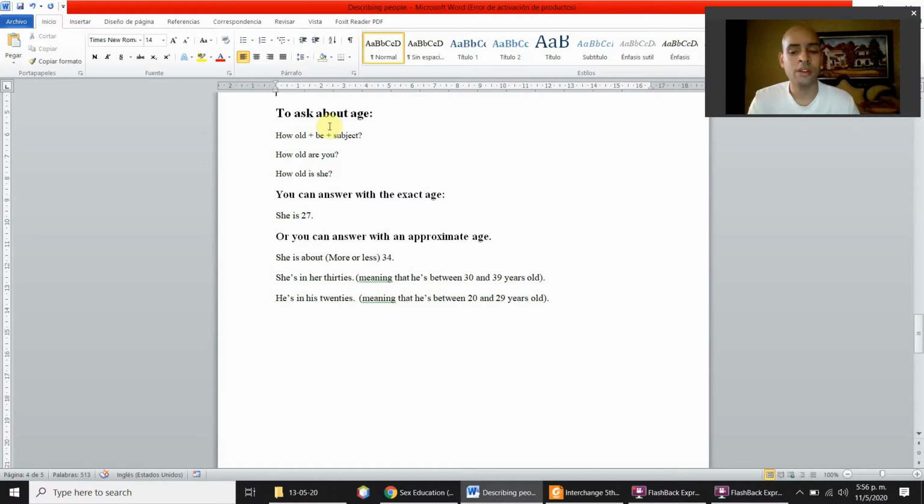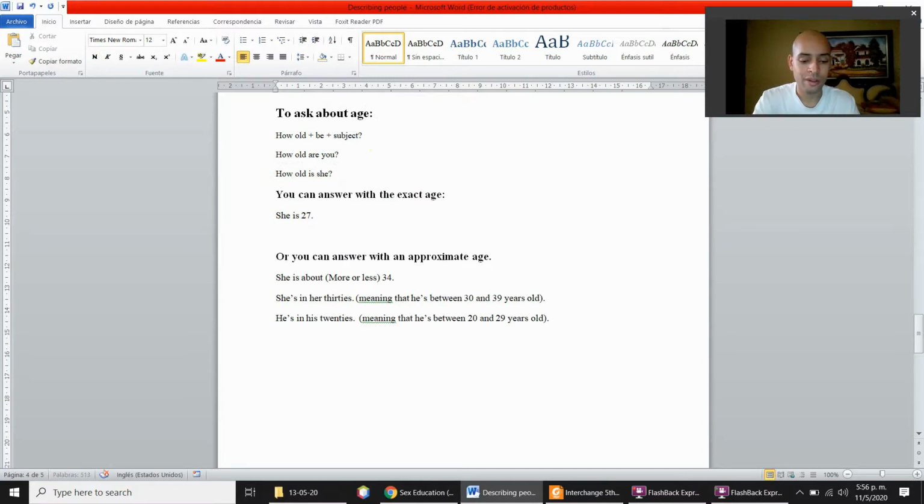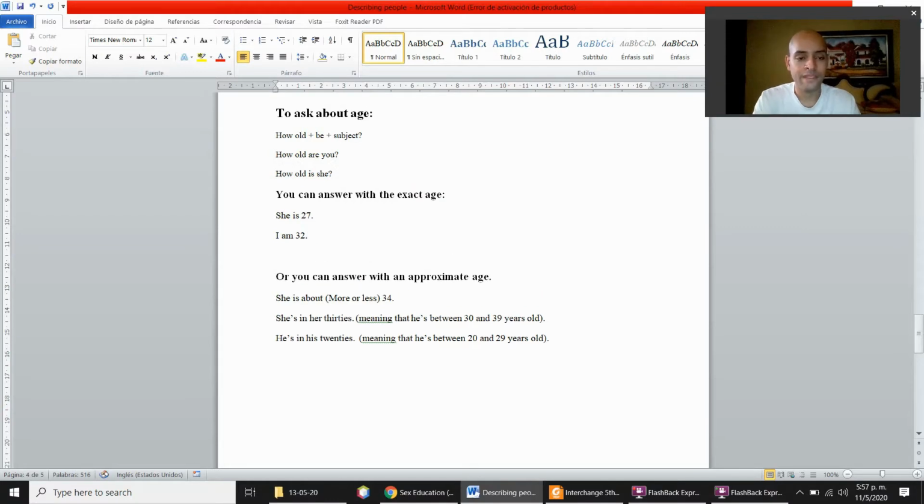So let's continue. To ask about age, you use this structure that we know. We have seen this since the intro book. How old is the verb be and the subject? How old are you? Or how old is she? You can answer with the exact age if you wish. She is 27. Or I am 32, for example. Or you are 20.